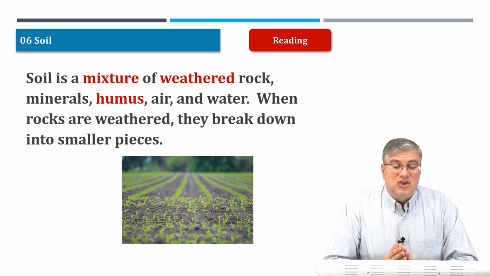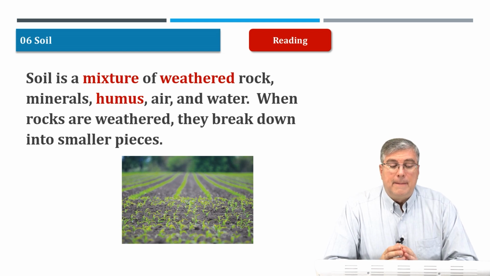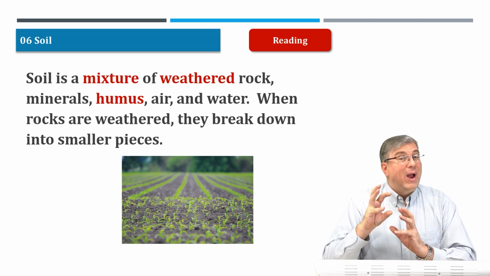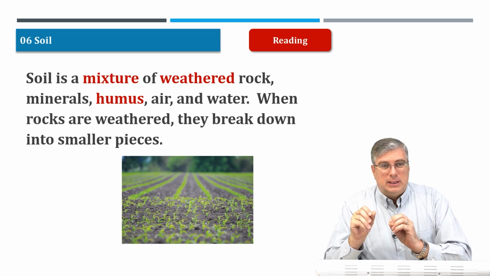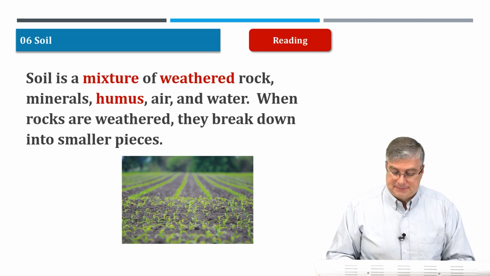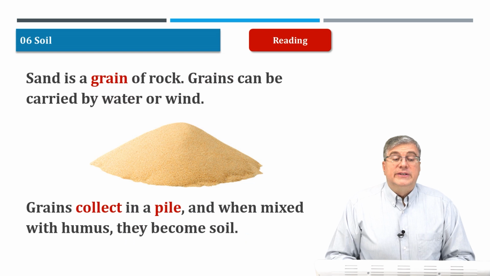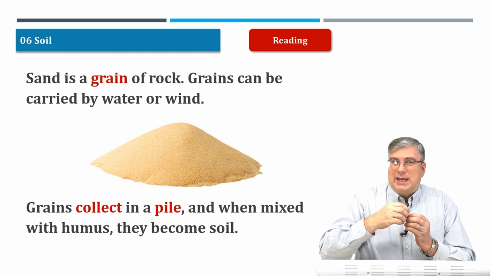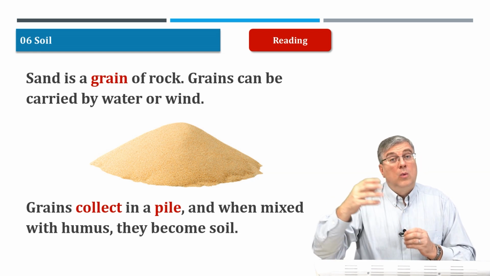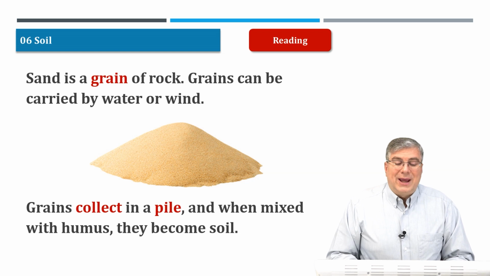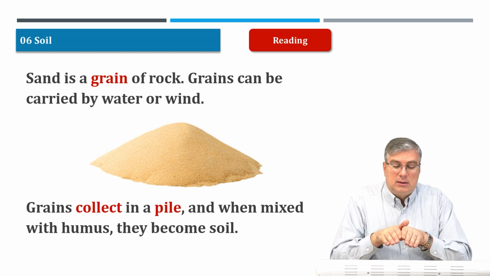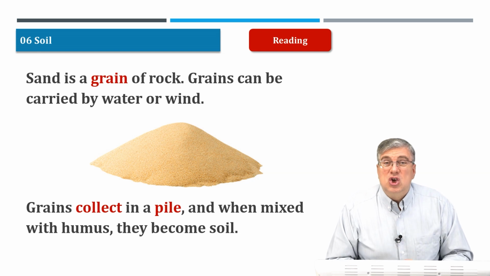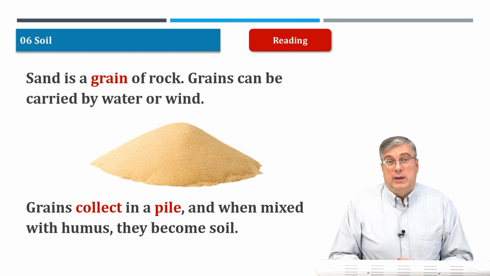Soil is a mixture of weathered rock, minerals, humus, air, and water. When rocks are weathered, they break down into smaller pieces. Sand is a grain of rock. Grains can be carried by water or wind. Grains collect in a pile, and when mixed with humus, they become soil.